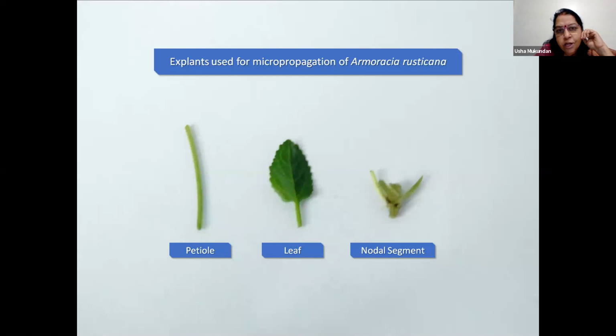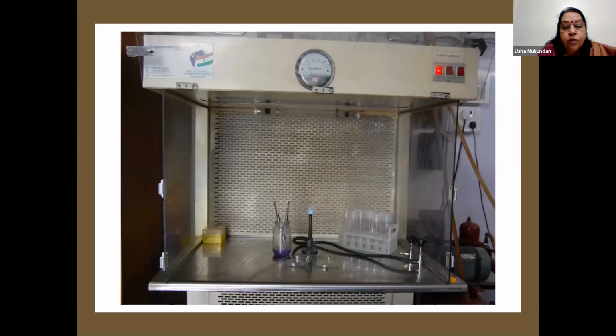There you can use the petiole. Petiole is what? The stalk of the leaf. Even that is highly regenerative, or you can use leaf segments, or you can use nodal segments. So what I'm going to do is surface sterilize using mercuric chloride and ethanol, and then I will be inoculating it on culture medium.